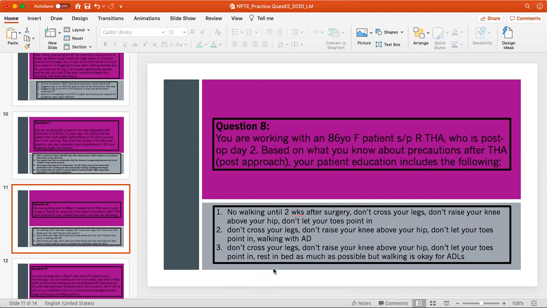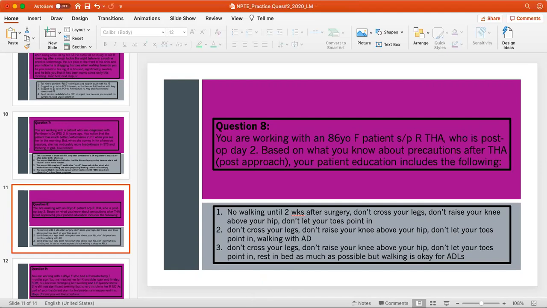Or 2, don't cross your legs, don't raise your knee above your hip, and don't let your toes point in, and we're going to be teaching you how to walk with an assistive device. Or 3, rest in bed as much as possible so that the area can heal, but walking's okay for activities of daily living.